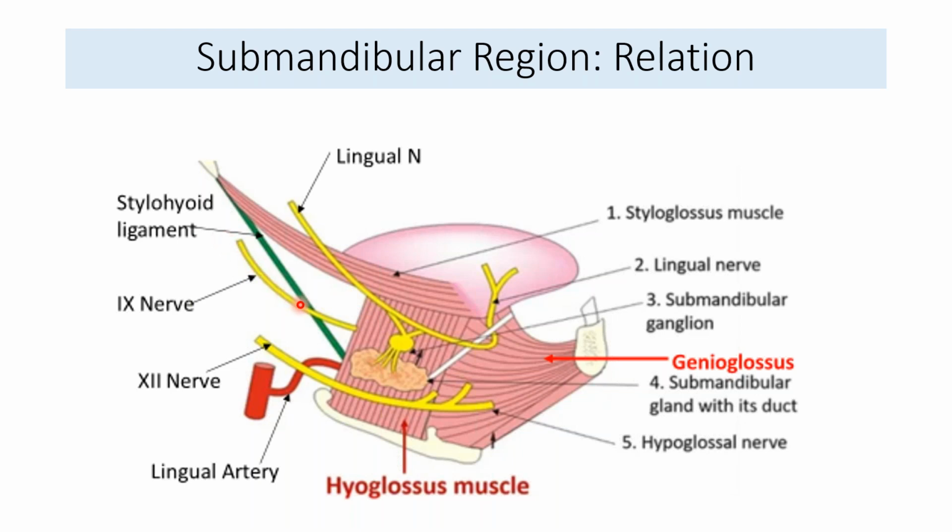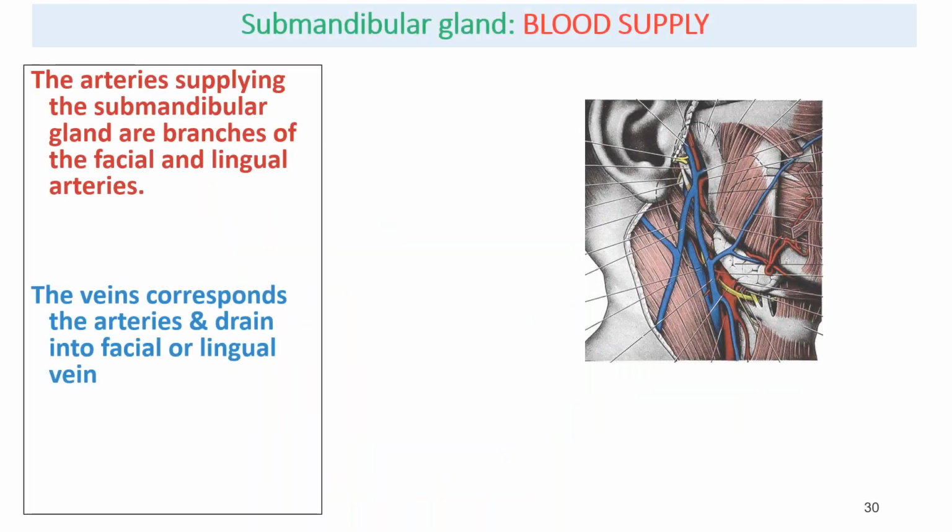And one more nerve that comes in relation not to this gland, but it comes in between these two, lingual and the hypoglossal nerve, is the 9th cranial nerve, which is the glossopharyngeal nerve. And this artery is from the external carotid artery, this is the lingual artery, which also comes in relation to the submandibular gland. So this is the overall relation till now, till what we know. This is the relation of the submandibular region.